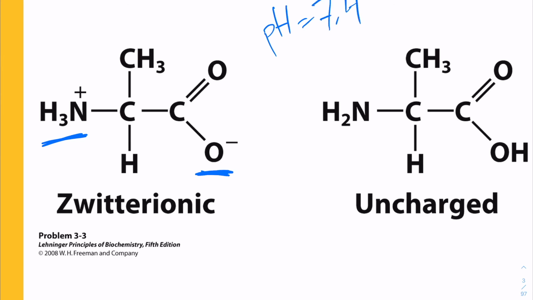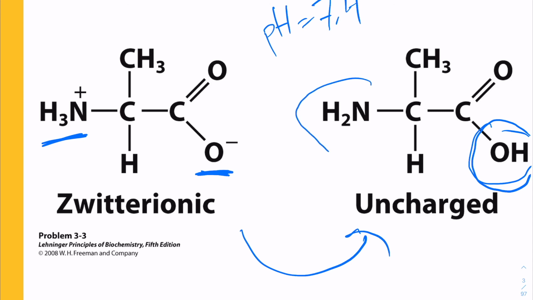So this differs from an uncharged compound, right? An uncharged compound would have the same neutral charge, but here you have a protonated carboxylic acid group, so you don't have a charge there. And then you have a deprotonated amino group, so you don't have a charge there, right? Same neutral charge, but coming about from different ways.